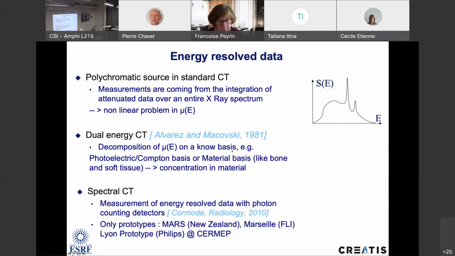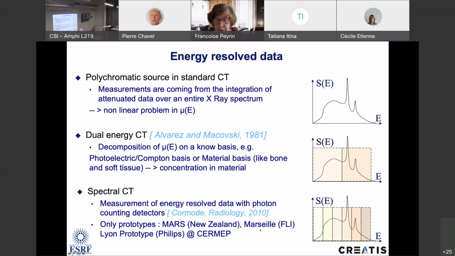A long time ago, Alvarez and Macovski proposed to do dual energy CT, where you can do a scan at low energy and at high energy. So you use the lower part of the energy of the beam and the higher part of the energy of the beam. Dual energy is also used a lot in bone to separate bone and soft tissue. So the principle is quite old, but now you have a new generation of photon counting detectors that allows acquisition in different energy beams.